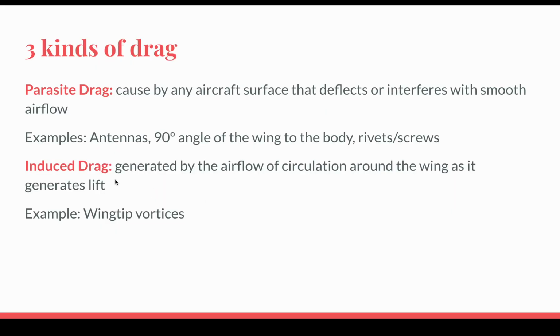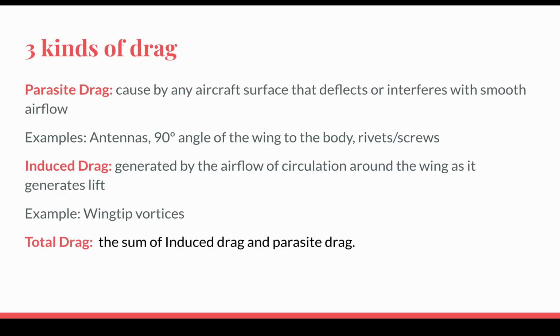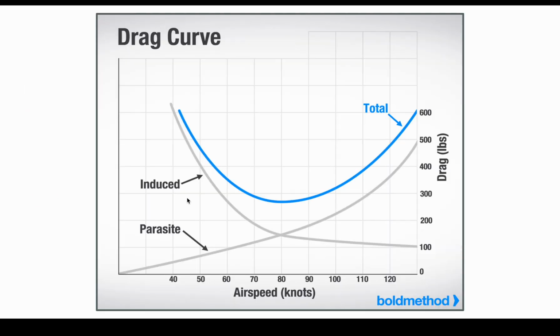induced drag, and this is generated by the airflow of circulation around the wing as it generates lift. Induced drag is a byproduct of lift. Anytime you're producing lift, you're producing drag, and we're going to talk about wingtip vortices in class. Then we have total drag. This is the sum of the induced and parasite drag together.